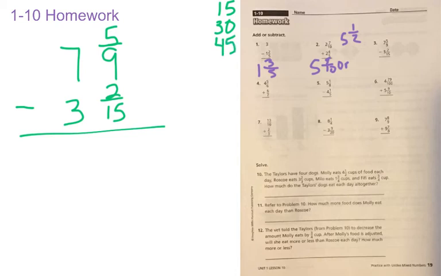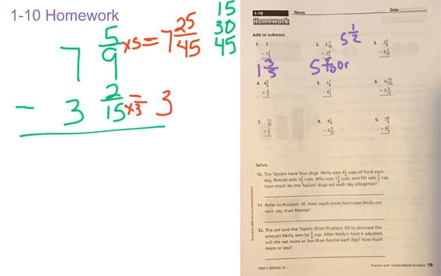I have 45. 9 can go into 45. 9 times 5 is equal to 45. So I'm going to bring over my whole number first, and 5 times 5 is equal to 25, and 5 times 9 is equal to 45. Now I'm going to go down to the bottom, and I need to multiply 15 times 3 to get my 45. So I have to multiply top and bottom.